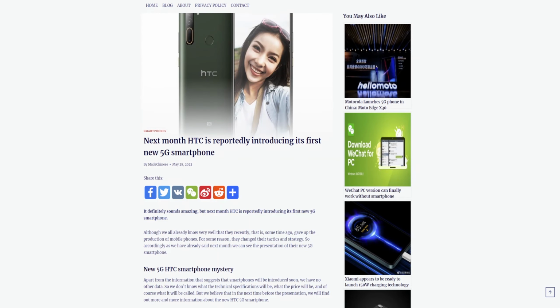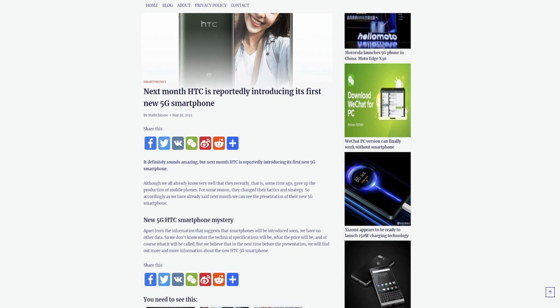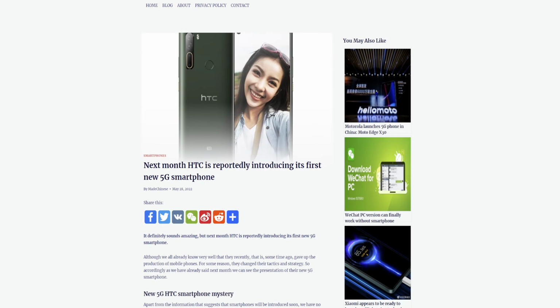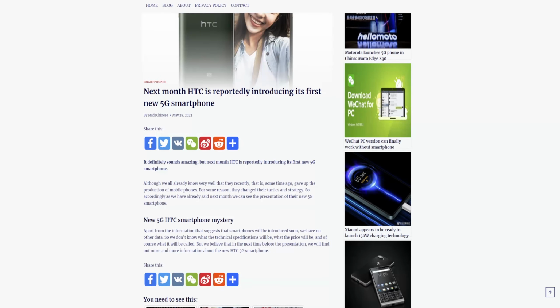And also, what do you think about this new HTC smartphone, and will you be interested to buy it, of course, if the price is right and the tech specifications also. So that's it about this new HTC smartphone, which will come probably next month.